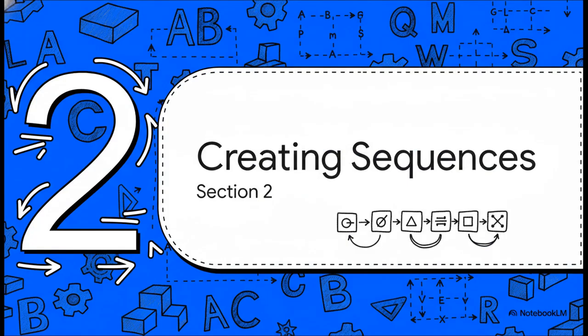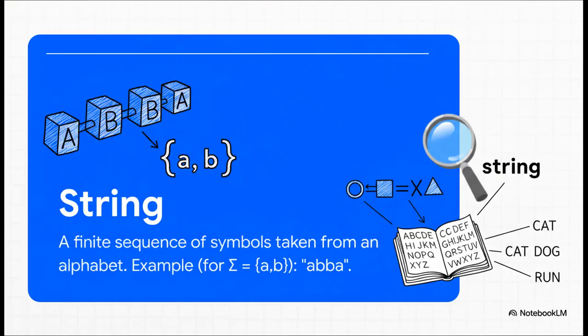Okay, section 2, creating sequences from symbols. So let's take stock. We have our atoms, our symbols, and we have our toolbox, our alphabet. Now we can finally start building things. And the most basic thing we can build is a sequence. And that's called a string. A string is just a finite sequence of symbols that we've pulled from our alphabet. So if our alphabet is {A, B}, then ABA is a valid string. So is just A by itself, and so is BABA. It's just like using letters from the English alphabet to form words.